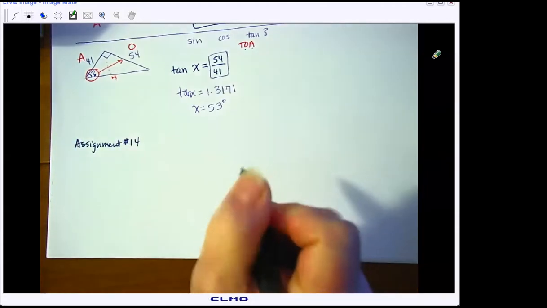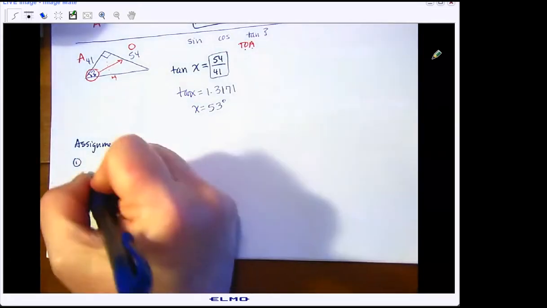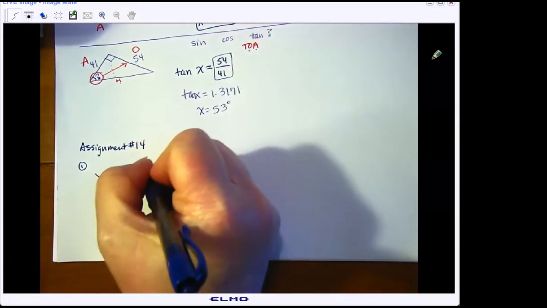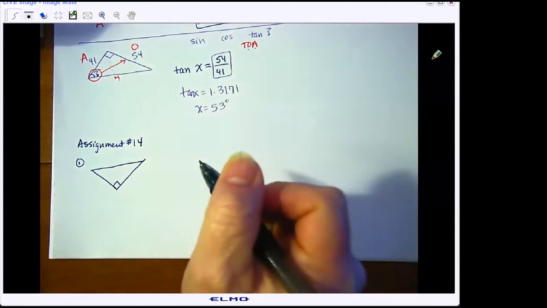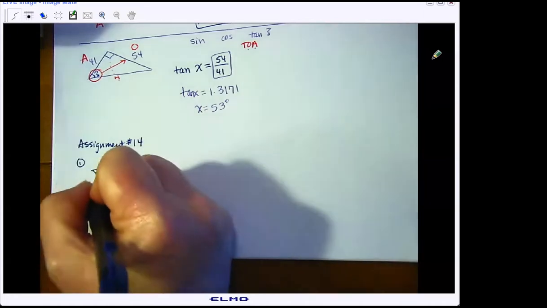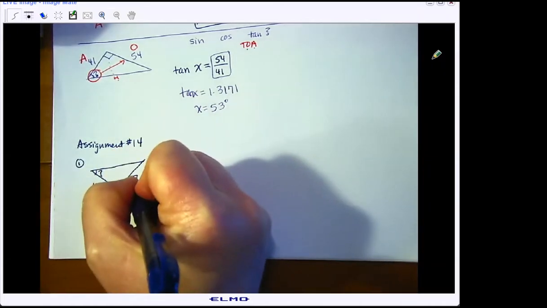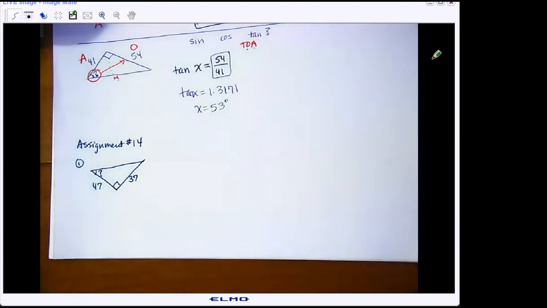Number 14. Number 1. So I think for most of my students, the part that's hardest is the orientation of the triangle. So our angle is going to be over here. We have 47 and 37. So if you see it right away, are you going to use sine, cosine, or tangent? Hopefully you're getting really comfortable at recognizing this one.